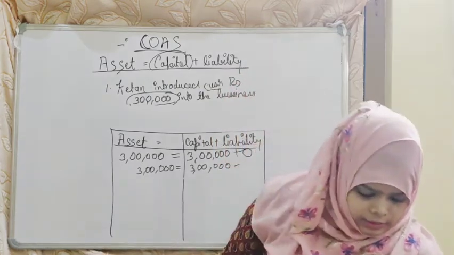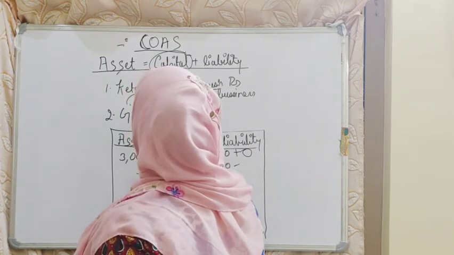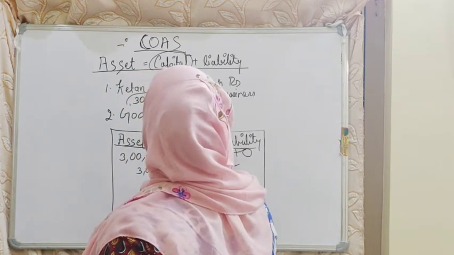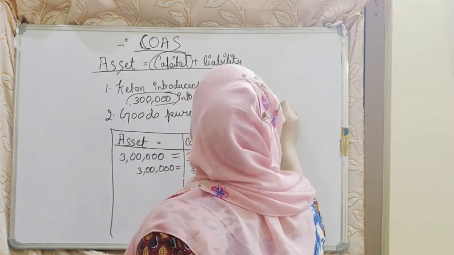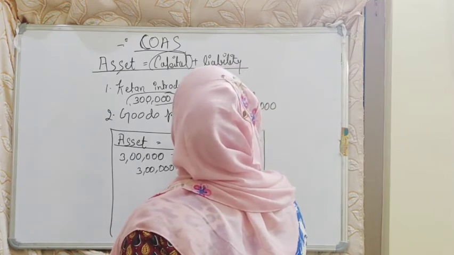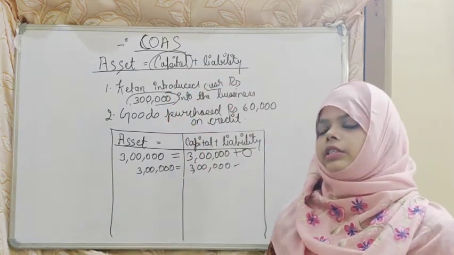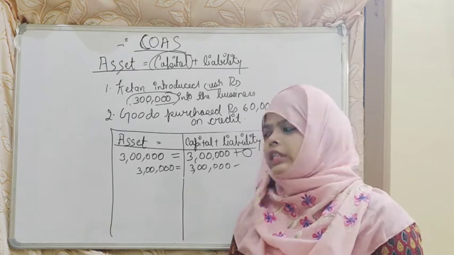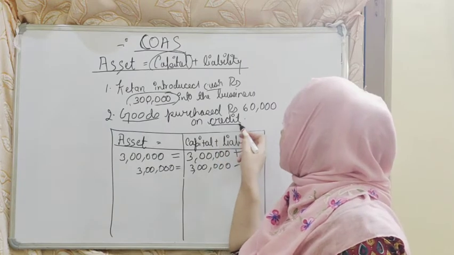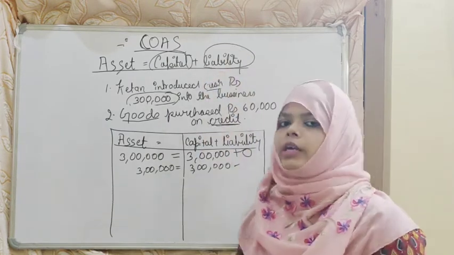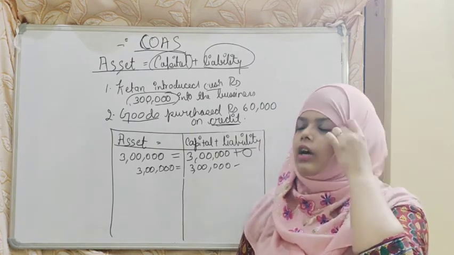The second part is goods purchased, rupees 60,000, on credit. Here there are two elements affected. What are they? Goods come under the asset side, that is stock. The credit is the liability part, meaning we are owing money to others. We haven't paid the money to others, that is the liability part.